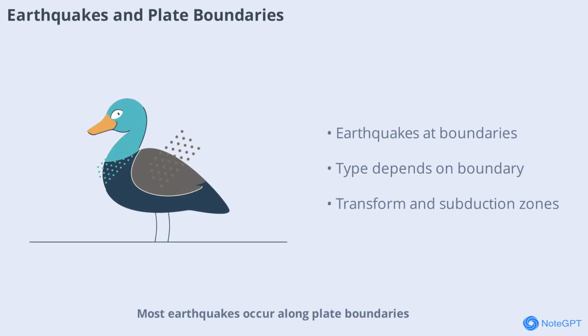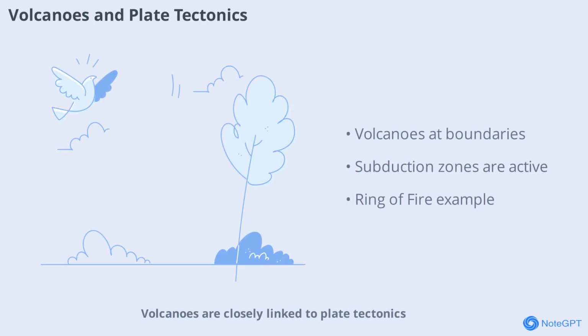Most earthquakes occur along plate boundaries, where the movement of plates causes stress to build up and eventually be released. The type and intensity of earthquakes depend on the nature of the boundary. For example, transform boundaries like the San Andreas Fault are notorious for frequent, shallow earthquakes, while subduction zones can produce powerful, deep earthquakes. Volcanoes are closely linked to plate tectonics.